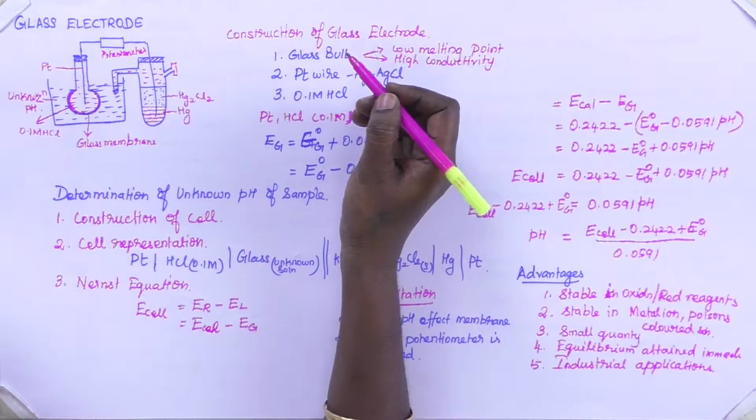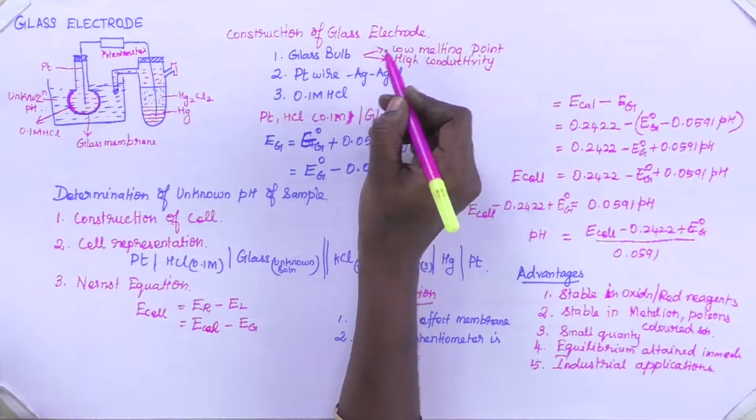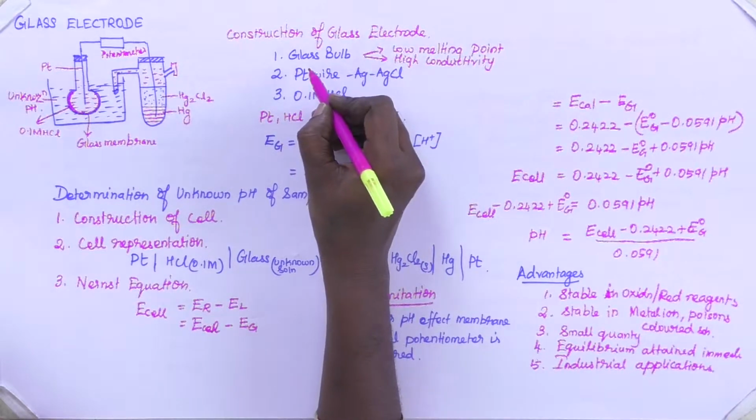So welcome to the session. Today I am going to explain the construction part of the glass electrode, which I introduced in the last class with certain points. So now I am going to explain the construction of a glass electrode. A glass electrode consists of three parts.